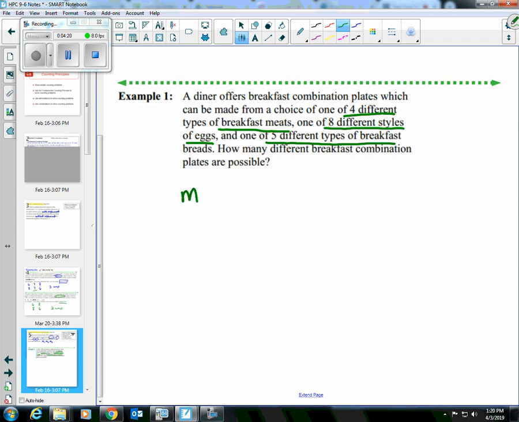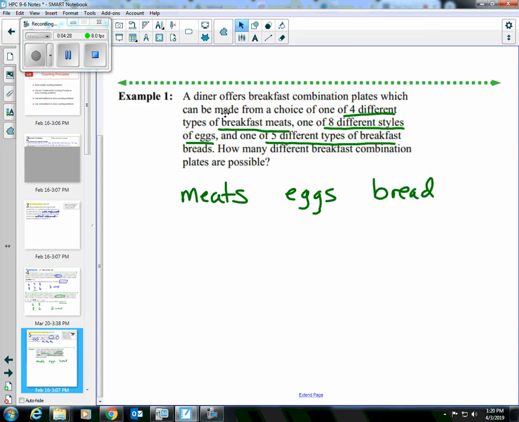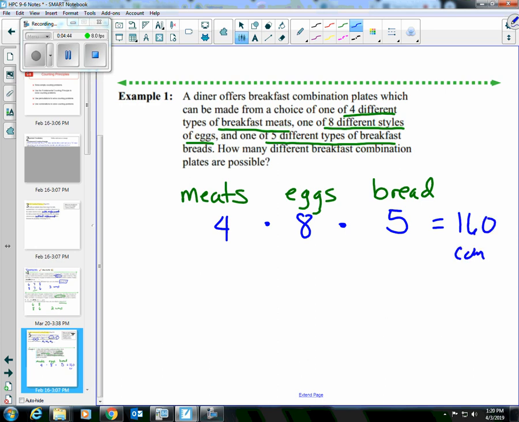Well, let's talk about the things we have choice over. Different meats to choose from, different styles of eggs, and different styles of bread. All right, well, if you have 4 different options here, 8 different options there, and 5 different options there, the counting principle would say multiply those together. So how many different combination plates would be possible? Well, that would be 160 then, just multiply them together. Now that's a shortcut for actually making the list.